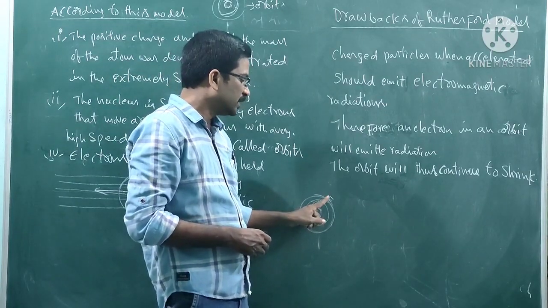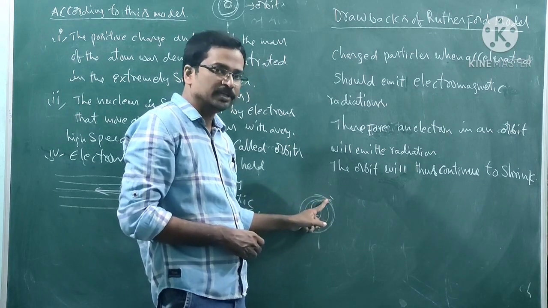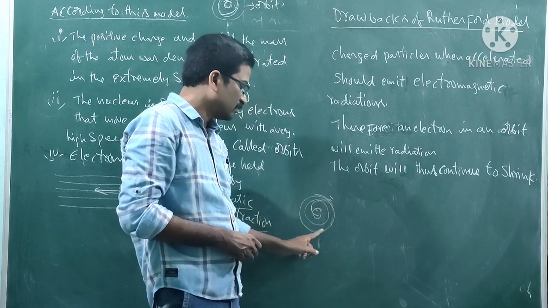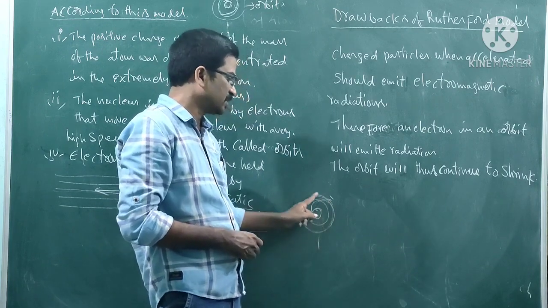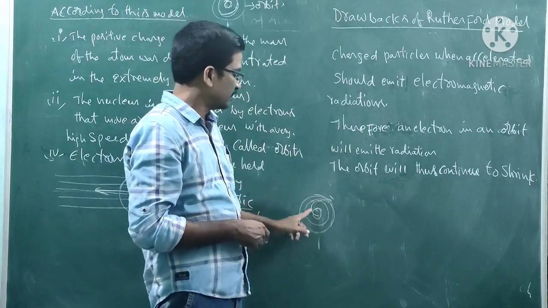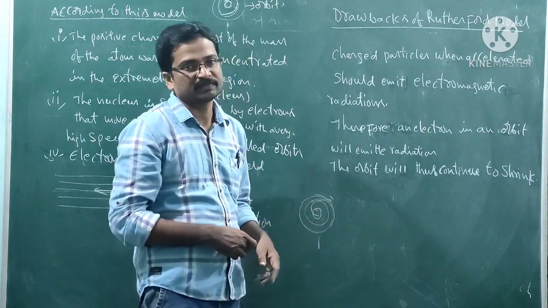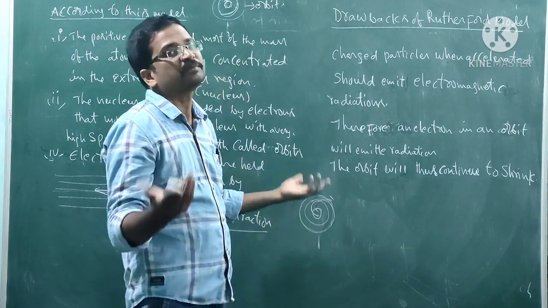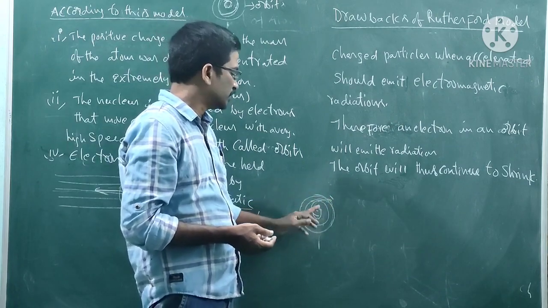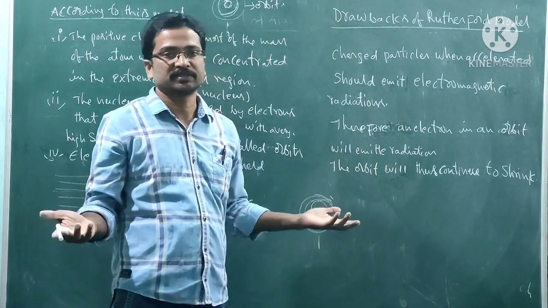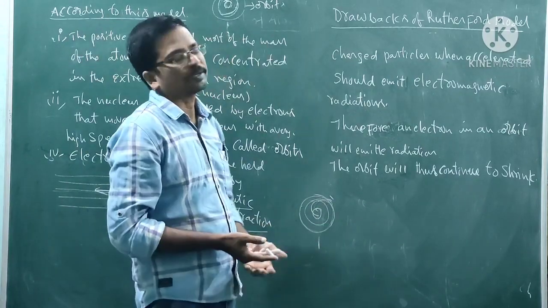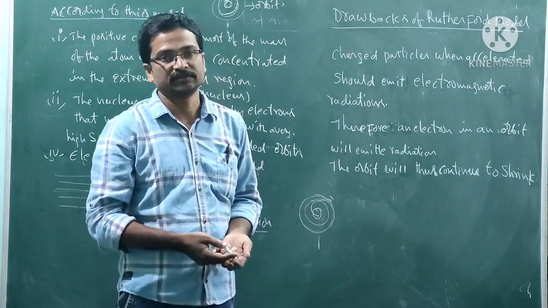Any charged body on acceleration or revolving around the nucleus should emit radiation and then fall into the nucleus. So then the atom collapses. Whenever the electron goes to the nucleus, the atom will collapse. So there is no atom. Then what is the meaning of the atomic model of Rutherford?